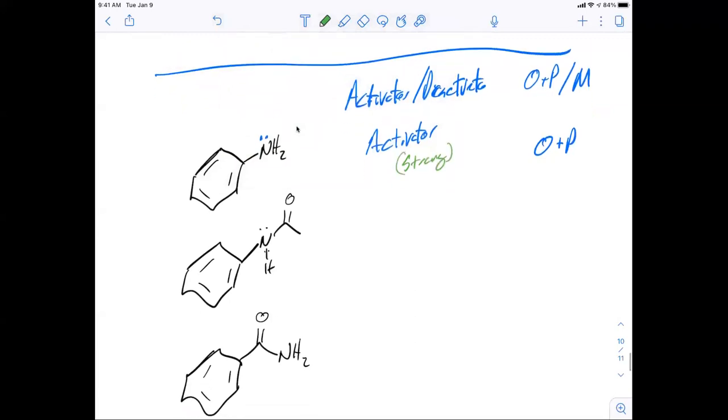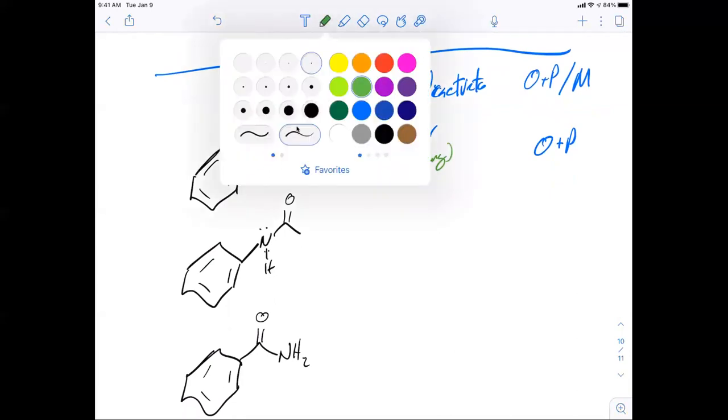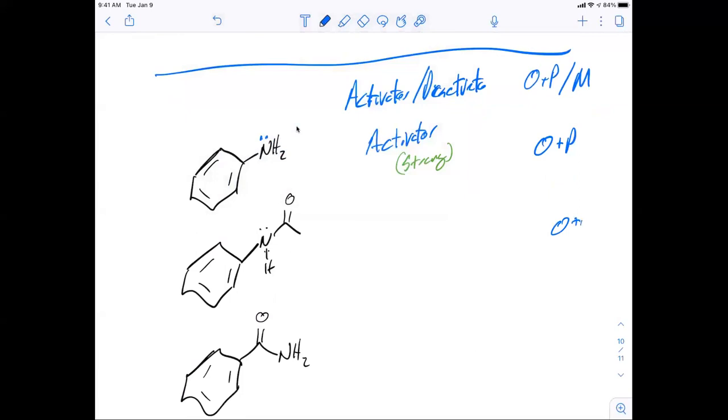The next one, do we have a lone pair right outside the ring? Yes. So this is an ortho para director.